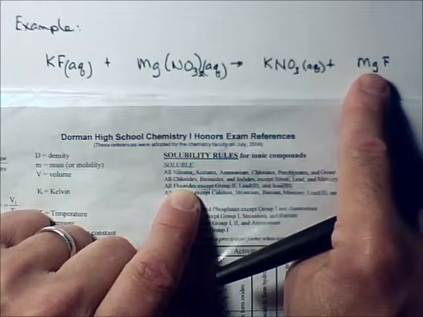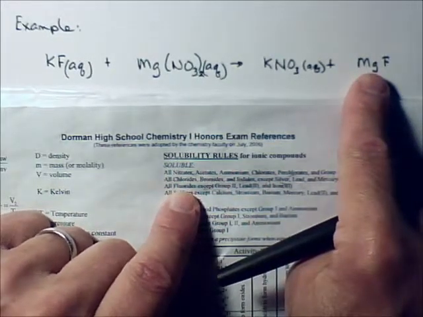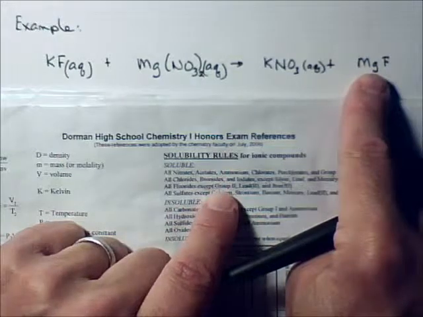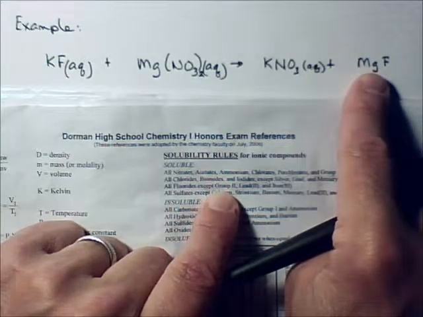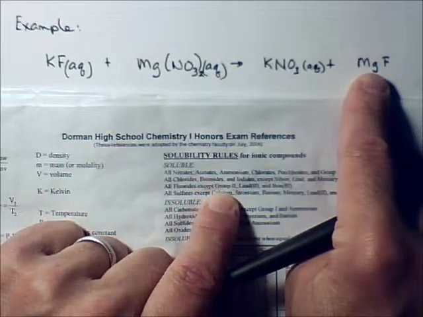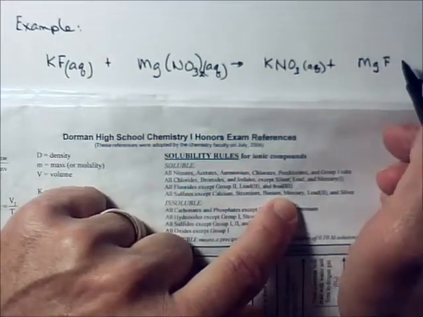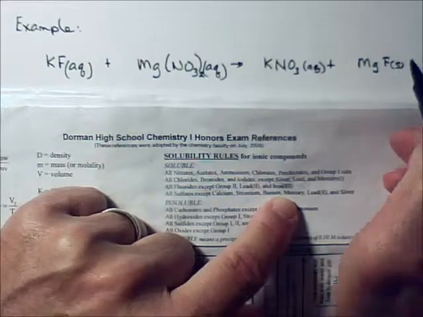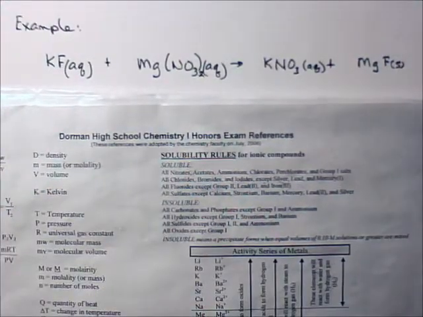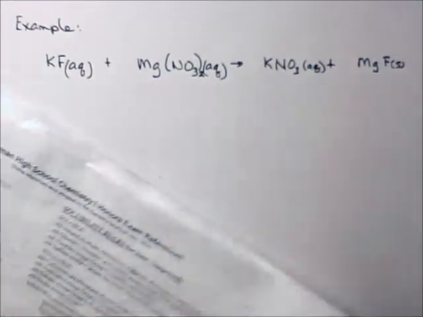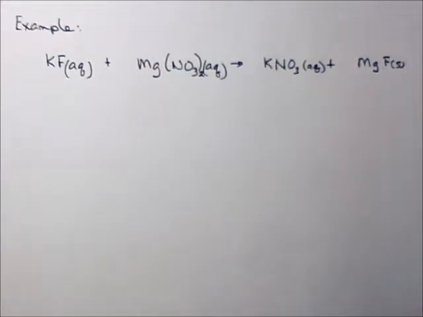So this fluoride, since most fluorides are soluble, but not if they're combined with group 2, and magnesium is group 2. So it's not going to be soluble, it's going to be insoluble, and it's a solid. Okay? Correct. So do we have a driving force? Yeah, because we formed a solid. All right? That's how you use the solubility rules.